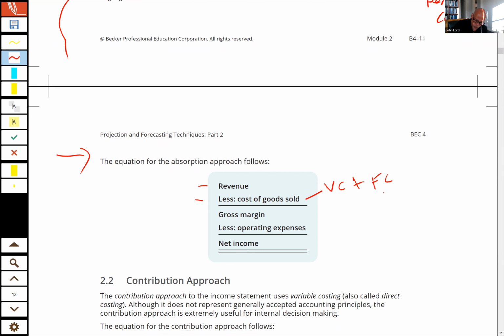That gives me my gross margin, less operating expenses. Okay, so we're just going to say selling and admin. Those could have what? Variable plus fixed, right? And then that will be our net income, which is reported GAAP.